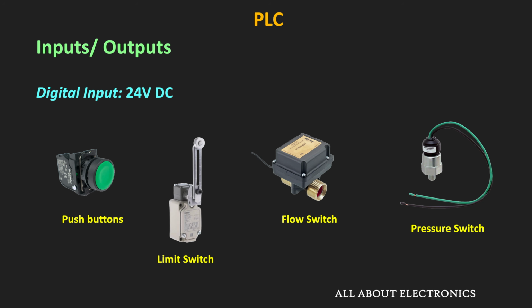For example, the flow switch will get activated and will provide the 24 volt output when the flow of liquid exceeds the set value. Likewise, the pressure switch will get activated when the pressure in the vessel exceeds the set value. And accordingly, the PLC can take the action. So that is the digital input.